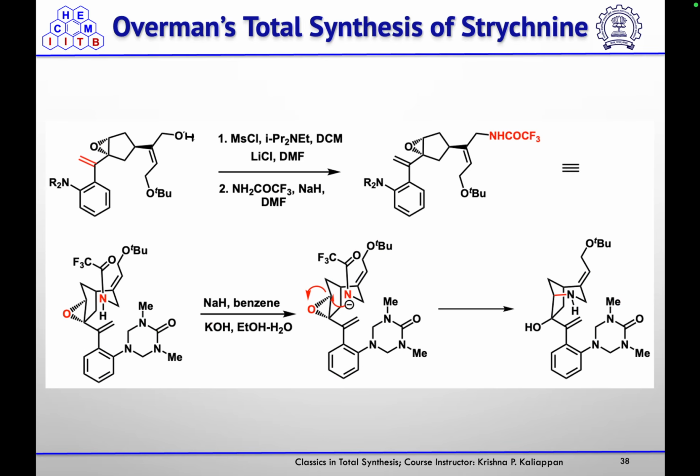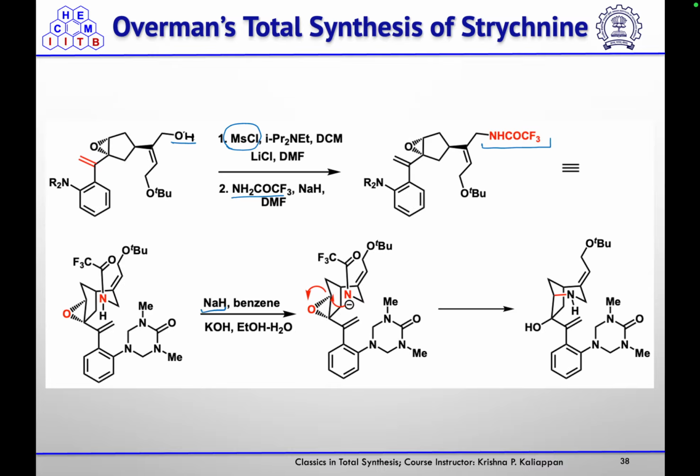After getting that alcohol, they treated it with methanesulfonyl chloride to get the corresponding mesylate, and then on treatment with this amine or this amide they formed here, they did the substitution to get the corresponding amine. Then this can be rewritten as this one. So now they wanted to do the epoxide opening using this amine.